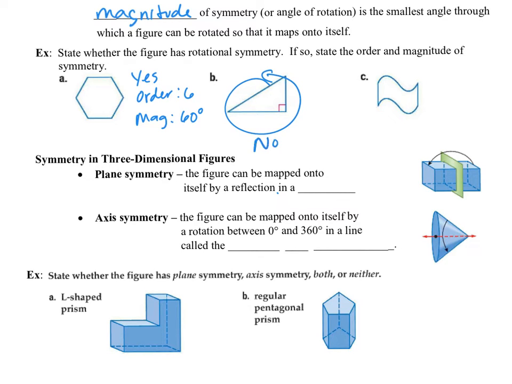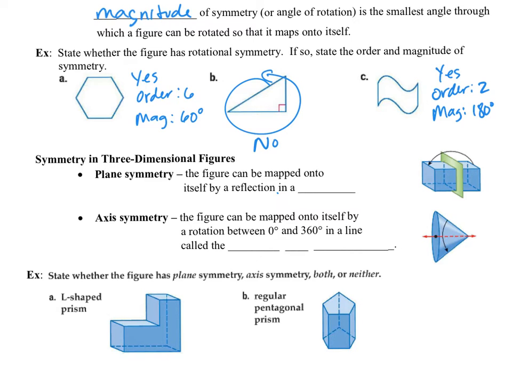has no rotational symmetry. The third example, if you were to rotate this, once you get the figure turned upside down, it would map onto itself. So yes, this does have rotational symmetry. The order would be 2. It would map onto itself twice in a 360-degree rotation. So that means that the magnitude is 180 degrees.